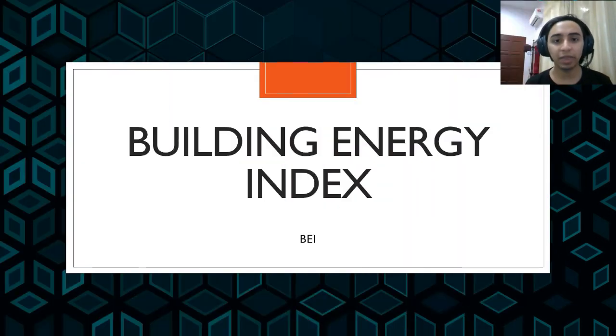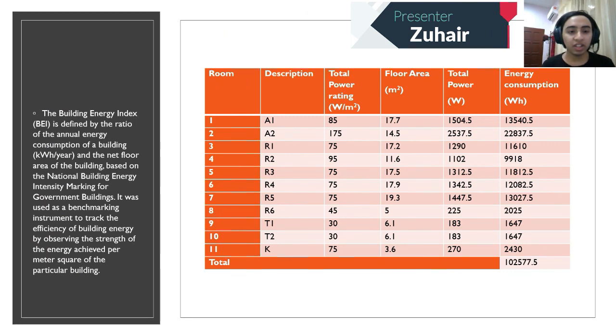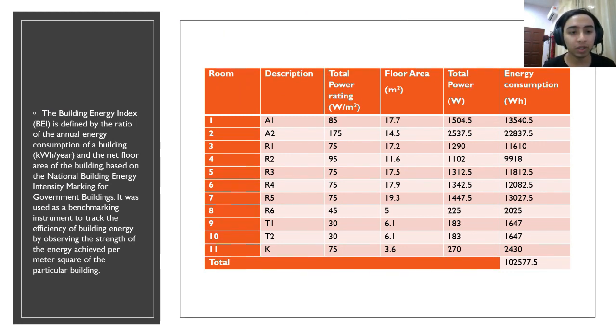Now I'm going to explain about the Building Energy Index. Building Energy Index is defined by the ratio of the annual energy consumption of a building in kilowatt hour per year and the net floor area of the building, based on the National Building Energy Intensity Benchmarking of Government Buildings. It was used as a benchmark instrument to track the efficiency of the building energy by observing the energy achieved per meter square of the particular building. As you can see here, here's the data calculated for all the rooms, and the total can be seen on the table below.